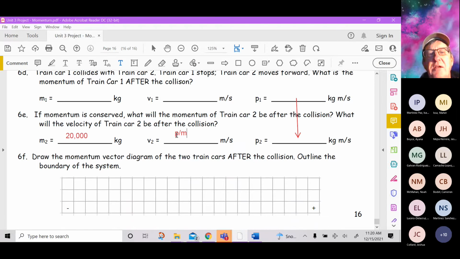So to calculate that, momentum divided by mass will give the velocity of the second car. And I'm giving you this hint that it should be more than the velocity of the first car.